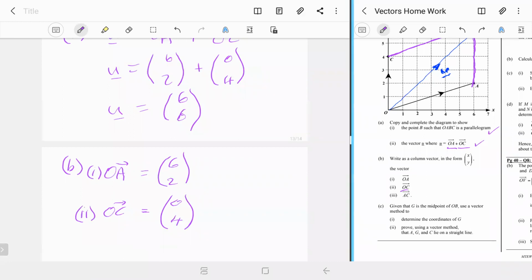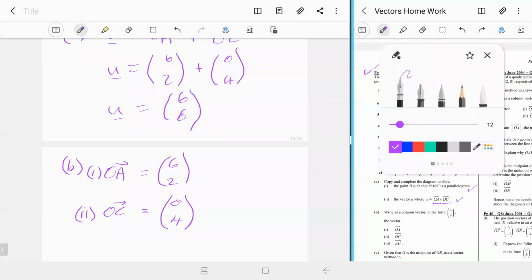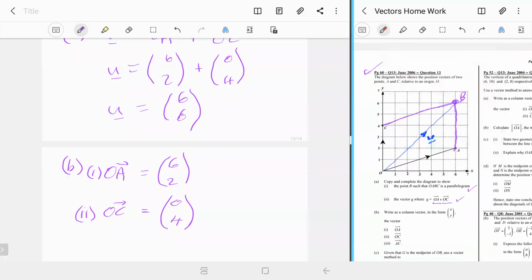What do they want next? AC. The diagram can tell us AC. Watch this now. I'll show you in a different color. The diagram tells me AC. How many units left? 1, 2, 3, 4, 5, 6. That's negative 6.